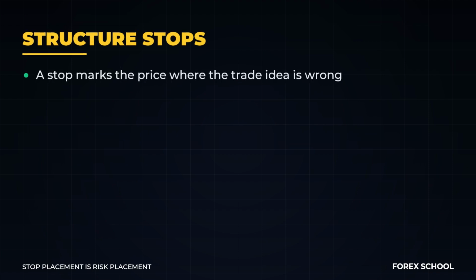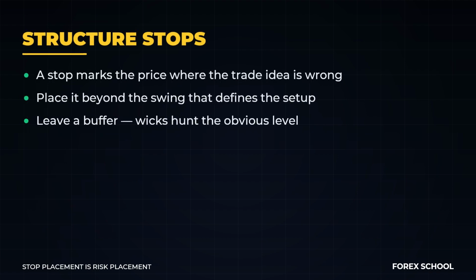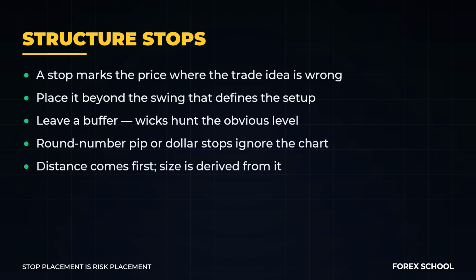So where does the stop actually go? Here is the principle: a stop loss is not a pain threshold, it is a statement: if price reaches here, the reason I entered is gone. That means it belongs beyond the structure that justifies the trade, below the swing low that makes an uptrend valid, above the swing high that makes a short make sense, with a small buffer because wicks hunt the obvious level.